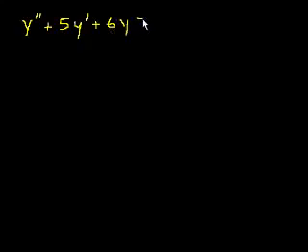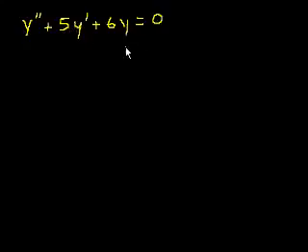So let's say I have this differential equation. y, the second derivative of y with respect to x, plus 5 times the first derivative of y with respect to x, plus 6 times y is equal to 0. So we need to find a y where 1 times its second derivative plus 5 times its first derivative plus 6 times itself is equal to 0.